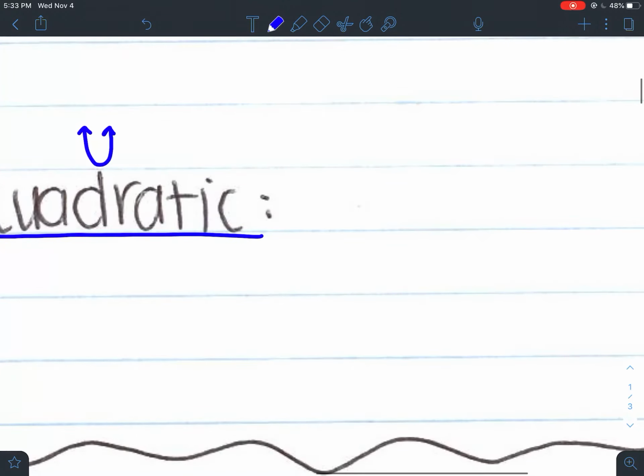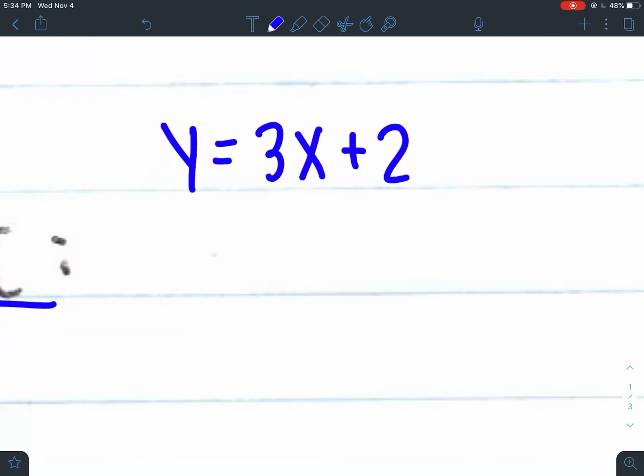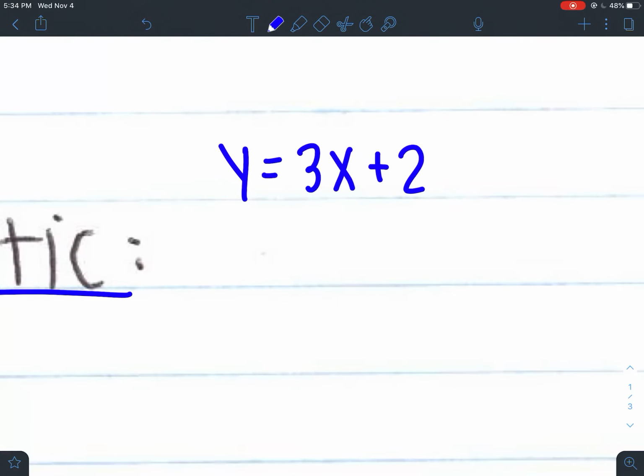So for example, if I had the equation y equals 3x plus 2, I know that this is not a quadratic. This is a linear equation because when I would graph this, it would make a line. But what makes something a quadratic is when you have the highest exponent being 2. So if I just tap on a 2 there, it all of a sudden becomes a quadratic.